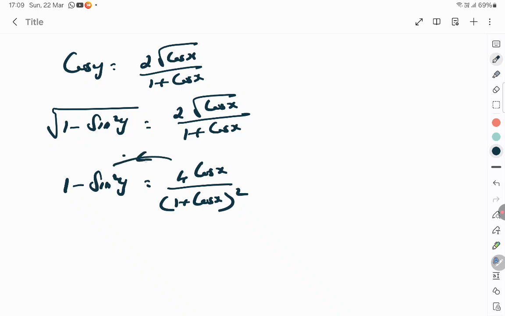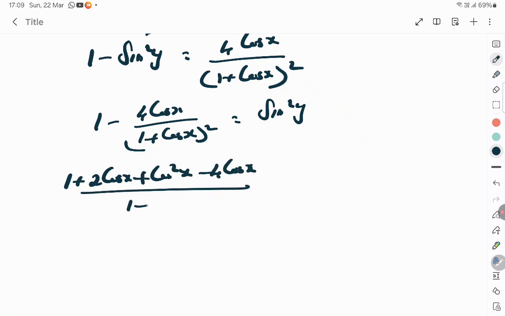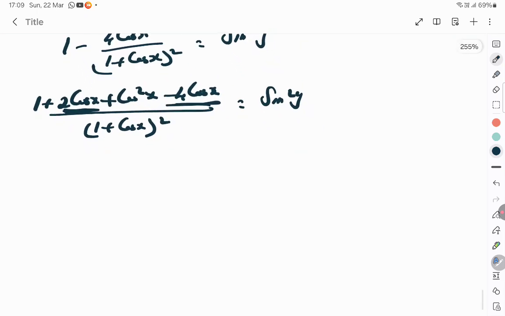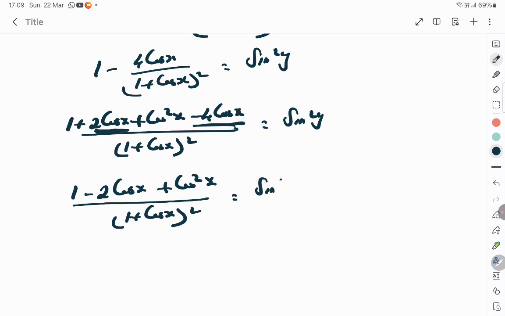Take this to this side and sin square to the other side. 1 minus 4 cos x by 1 plus cos x the whole square is equal to sin square y. Now take LCM. It will be 1 plus 2 cos x plus cos square x minus 4 cos x by 1 plus cos x the whole square is equal to sin square y. Now this and this is solvable. It's plus 2 cos x minus 4 cos x, which is 1 minus 2 cos x plus cos square x by 1 plus cos x the whole square is equal to sin square y.